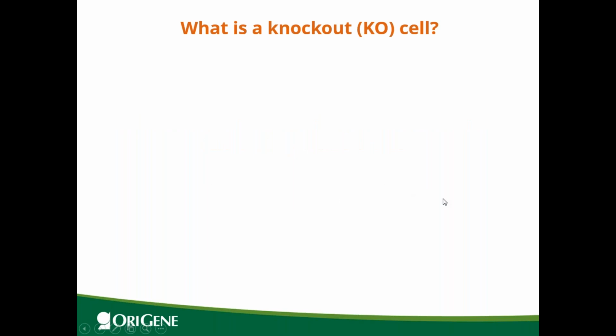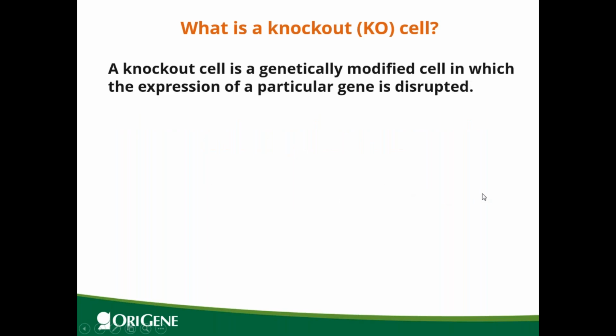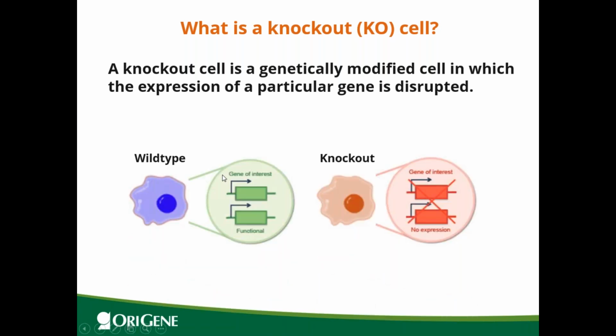So first, let's talk about what is a knockout cell. A knockout cell is a genetically modified cell in which the expression of a particular gene is disrupted by the modification. So in wild-type cells, the gene can be expressed normally as a functional protein, but in a knockout cell, both alleles have been modified to interrupt the expression of the gene, so there's no protein expressed in the knockout cells.